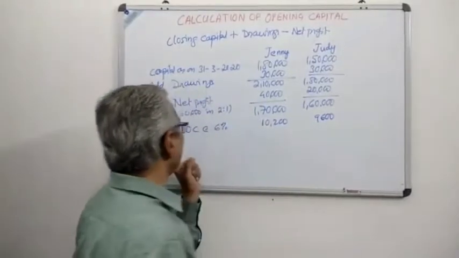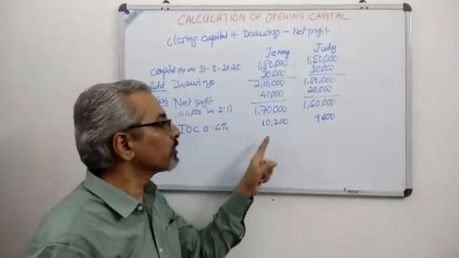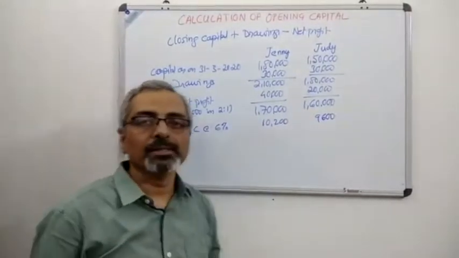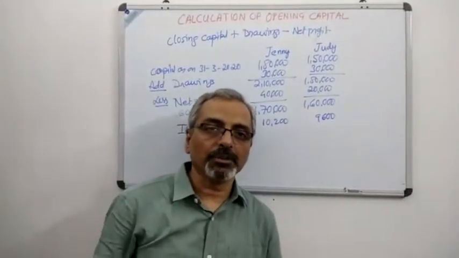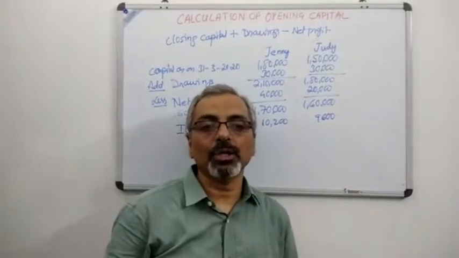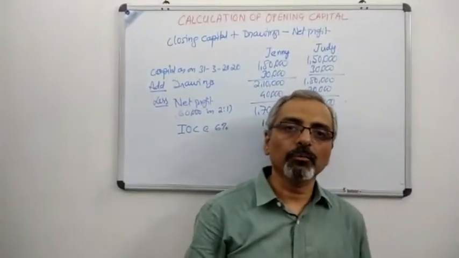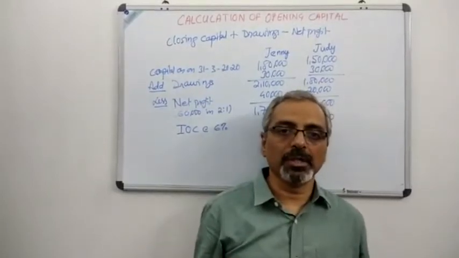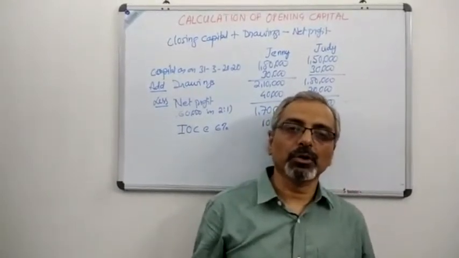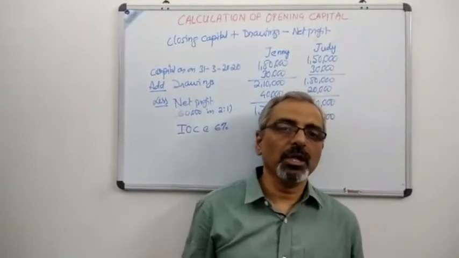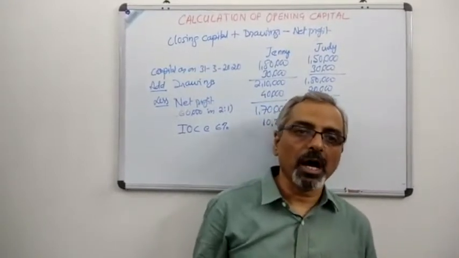So we have got the interest on capital of first partner Jenny as 10,200, the second partner Judy as 9,600. After that, the next thing is the calculation of interest on drawing, and let me tell you, in this case, the interest on drawing of both the partners will be absolutely same because both the partners have withdrawn 30,000 rupees, and since the date of drawing is not mentioned, we'll calculate the interest for half year.